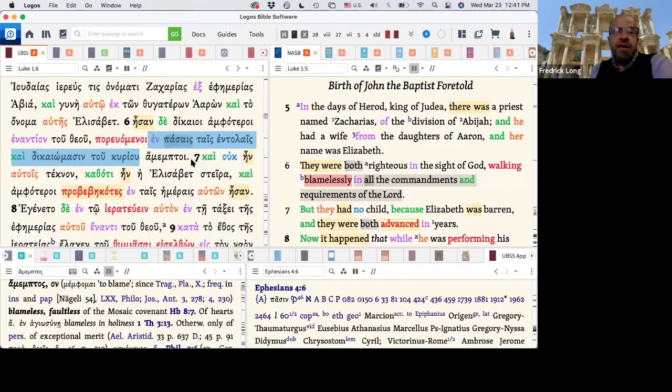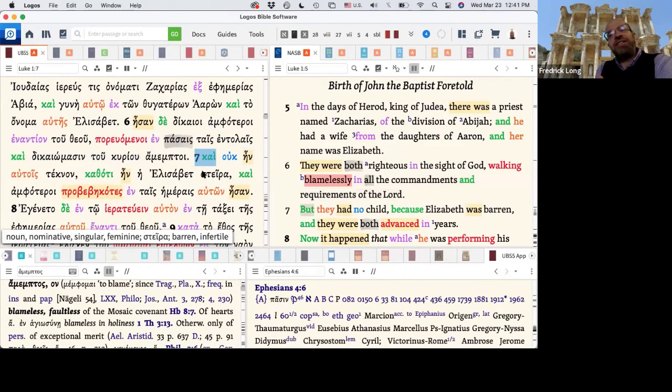And then we have verse 7, kai, and this kai connects with verse 6. So it's not a new development. There's continuity here. This idea of them being blameless and walking in all the commandments is conjoined with, and they had no children. So these two ideas can go together. In the ancient world, they're separate things: if you can't have children, you can't be blameless. But Luke wants to say these go together.